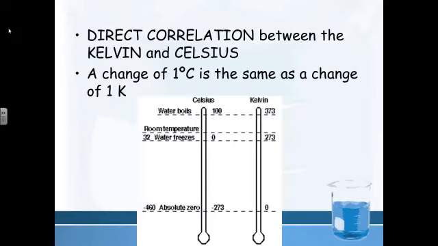There's a direct correlation between Celsius and Kelvin scales. A change of 1 degree Celsius is the same as a change of 1 degree Kelvin. Note that water freezes at 0 degrees Celsius and boils at 100 degrees Celsius. That's a difference of 100 increments. On the Kelvin scale, water freezes at 273 and boils at 373, also a difference of 100 increments.